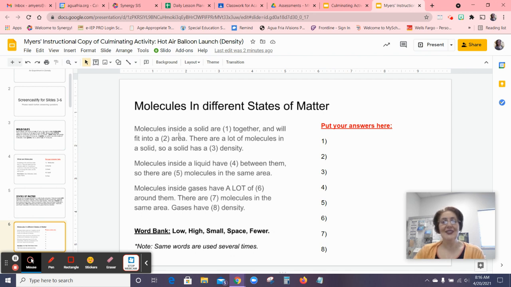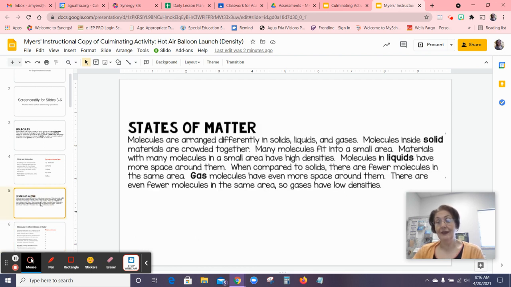So molecules inside a solid are what? A blank, and you have low, high, small, space, or fewer. It does say note, same words are used several times. So you're going to have to use some of the same words more than once. Just make sure that you remember to do that. And remember, you can go back to the passage.